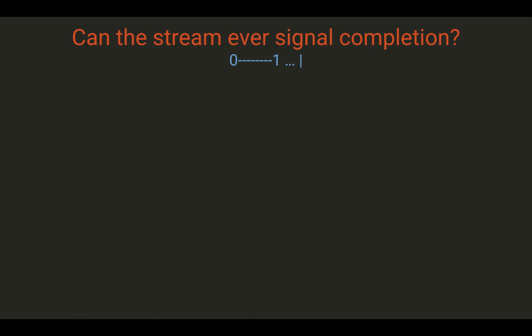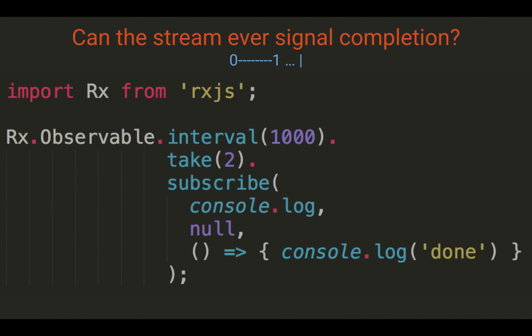So I wrote a new marble diagram at the top. It starts with 0, 1, and then dot, dot, dot. We don't know if there's going to be more values. Maybe there is, maybe there isn't. But then there's a bar saying, "And now we know there will be no more values. All values are done." So that's what we sort of want. We want the stream to be able to tell us there are no more values.